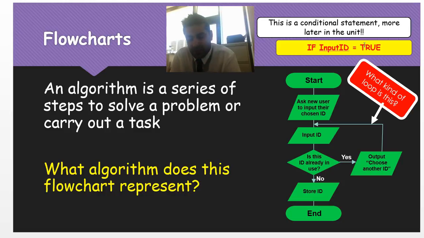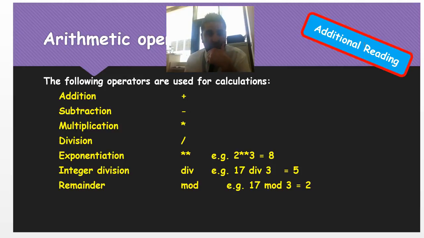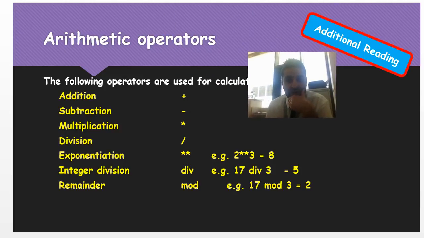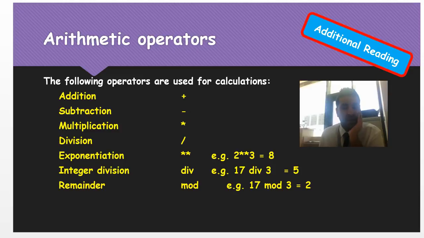The next slide, which was arithmetic operators. This is an additional reading section. We talked about the basic operators that were used in Python. We've got the exponent, the integer division, and the remainder.